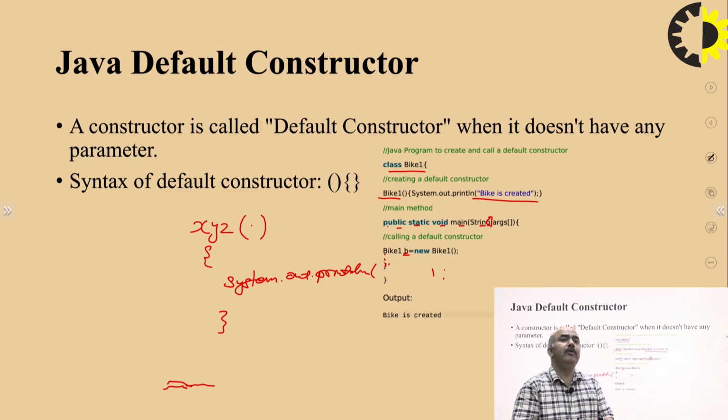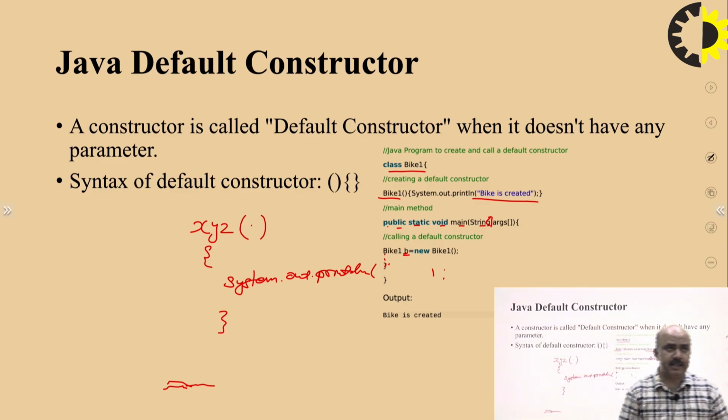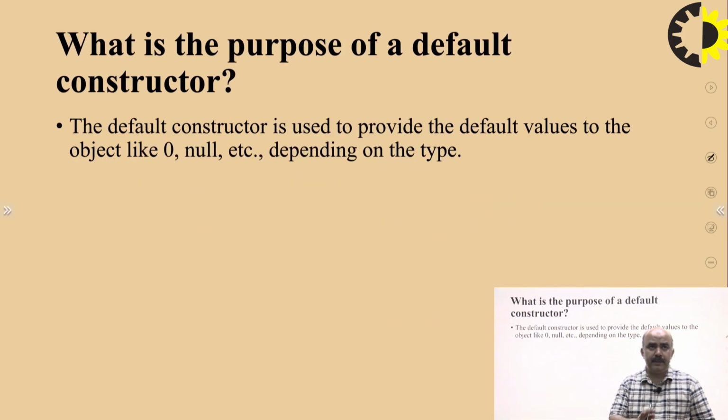Now this is the default constructor. If we don't define a constructor here, the compiler will provide the default values, which are already defined, that is, null or 0. Let's take a default constructor where we don't define any kind of constructor. What is the purpose of a default constructor? The default constructor provides default values to objects, like 0, null, etc., depending upon the types defined in the program.